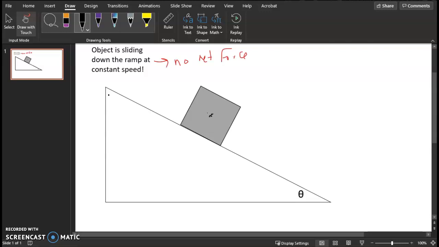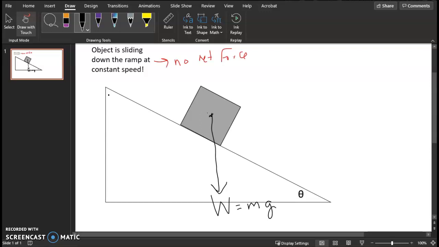So I want you to put a little dot in the center of your object because that is the object's center of mass. You draw your arrow straight down from the center of the object to the center of the earth, and we are going to call this W for the object's weight. Just so you remember, W equals mass times little g, 9.81.